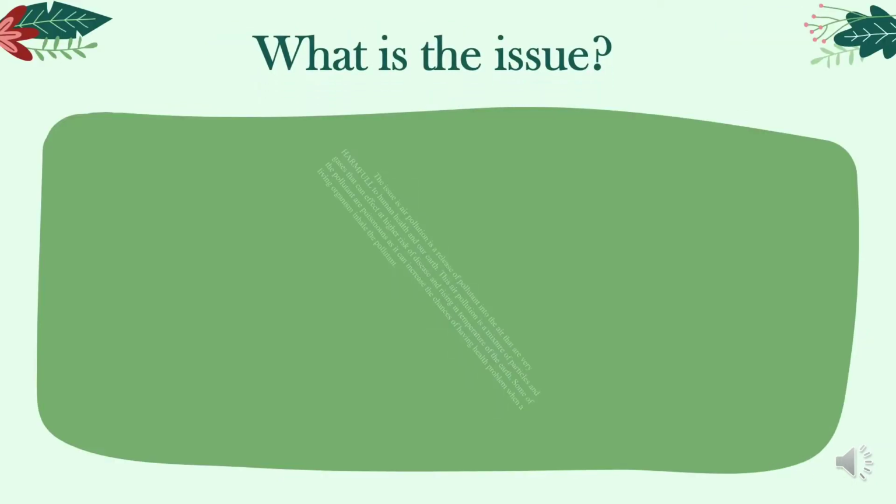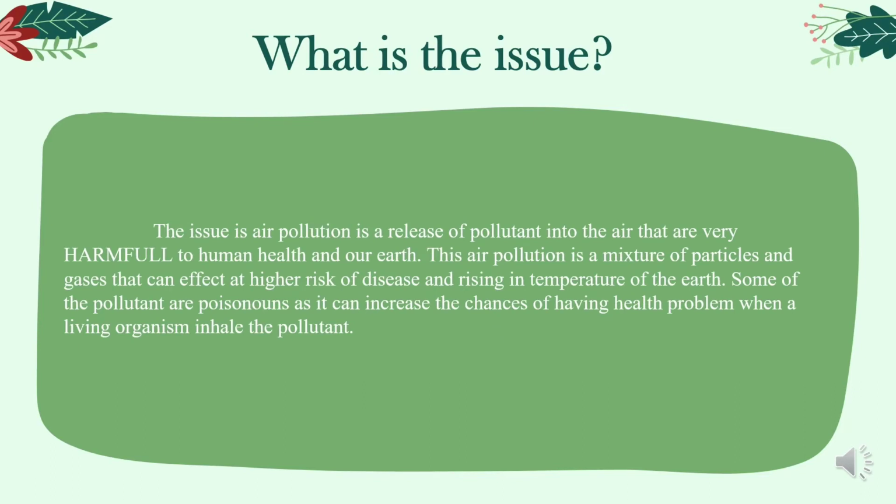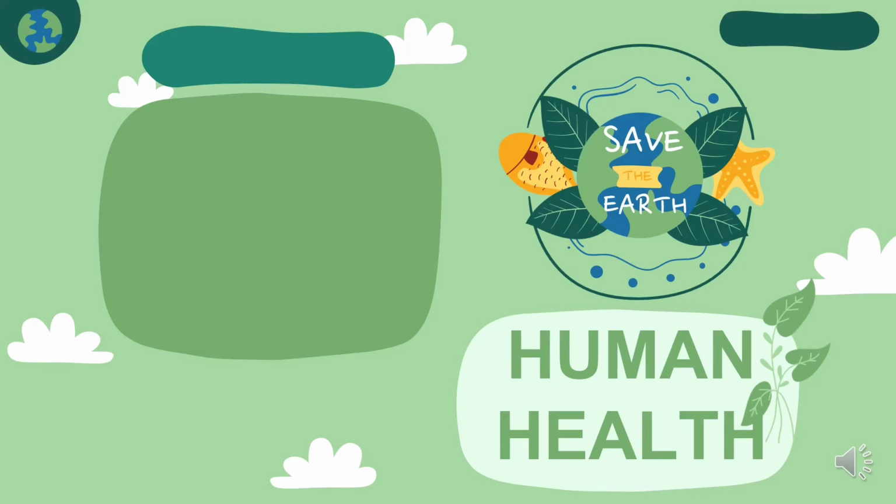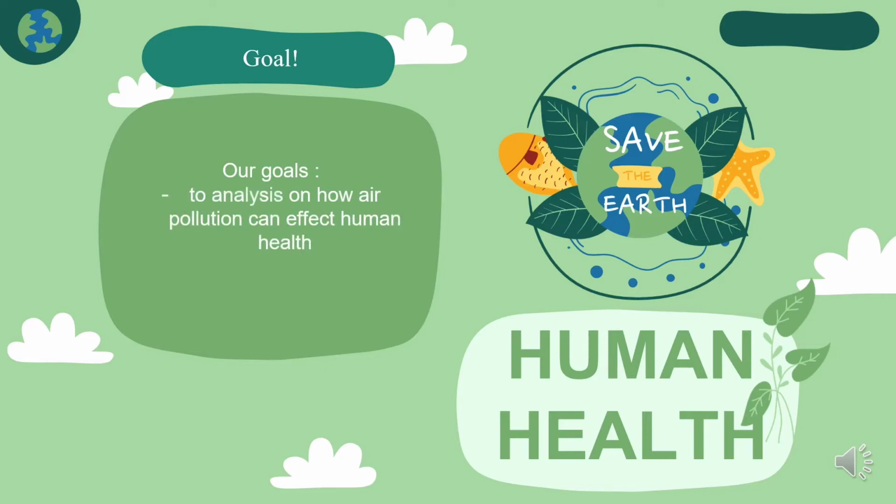So, actually, what is the issue in this case study? The issue is air pollution is the release of pollutants into the air that are very harmful to human health and our earth. This air pollution is a mixture of particles and gases that can put us at higher risk of disease and cause a rise in the temperature of the earth. Some of the pollutants are poisonous, as they can increase the chances of having health problems when a living organism inhales the pollutant. Our goal in this case study is to analyze how air pollution can affect human health.